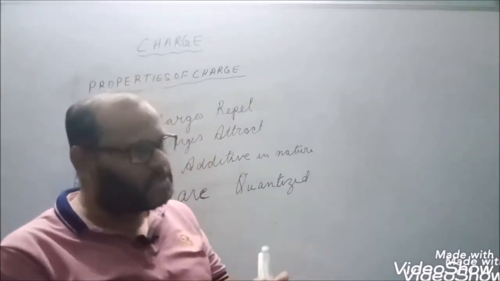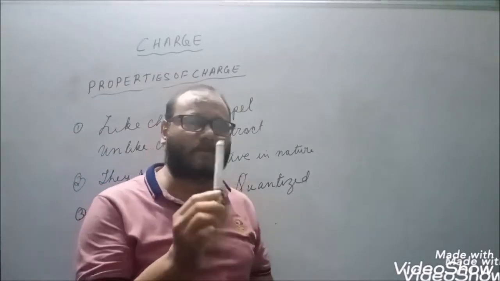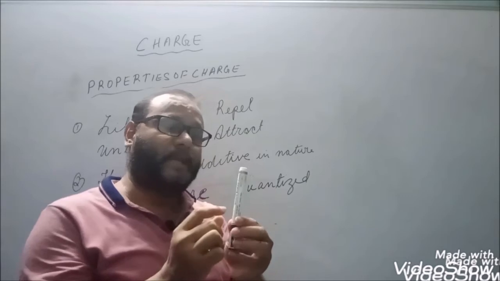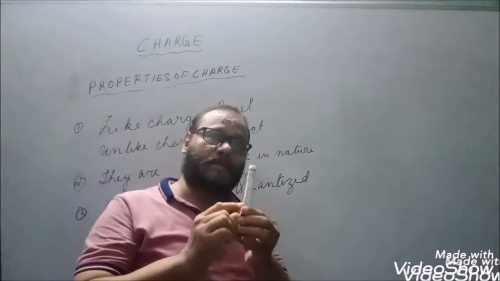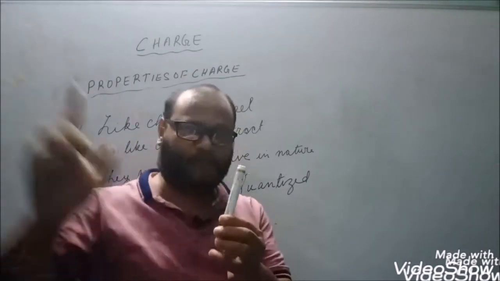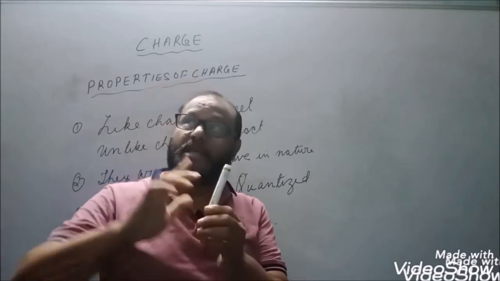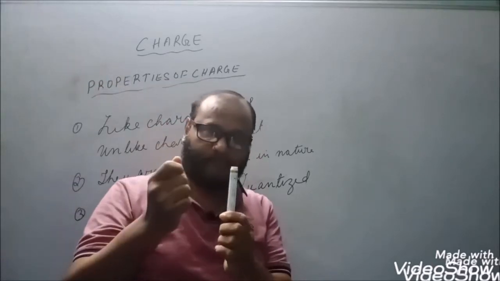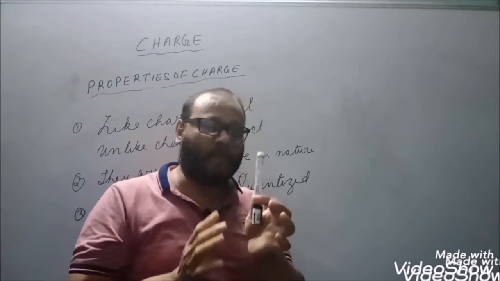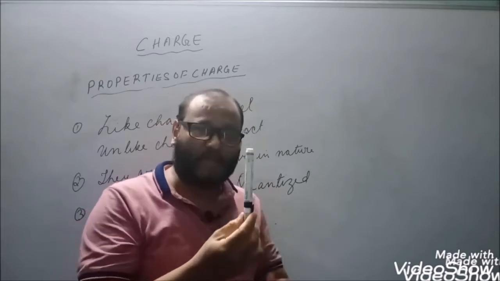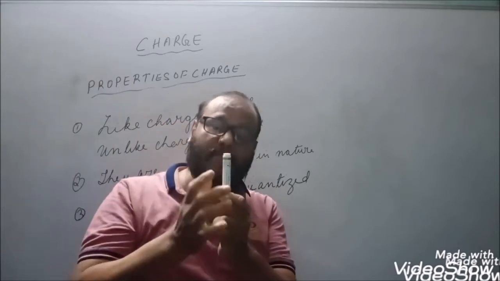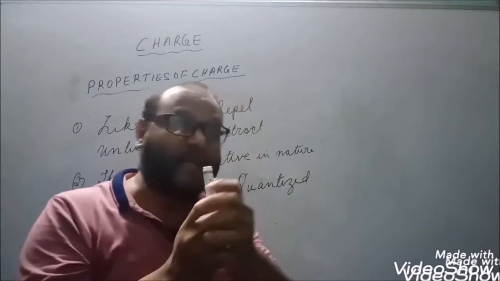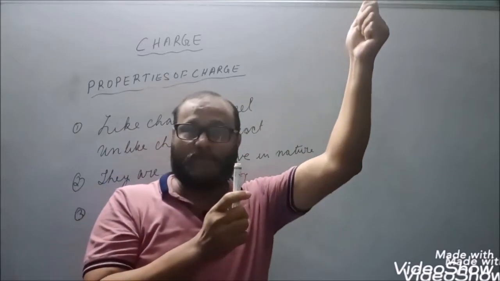Now to understand what is charge, for example I take this particular pen. This pen is attracted to the moon. This pen is attracting the moon. This particular pen, which is very small, is attracting the moon. At the same time, this pen is attracted by Jupiter.